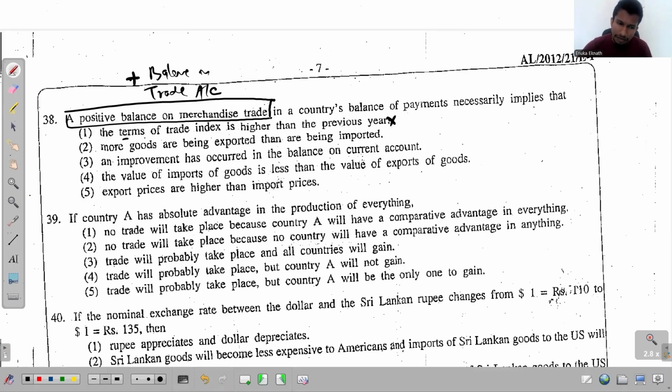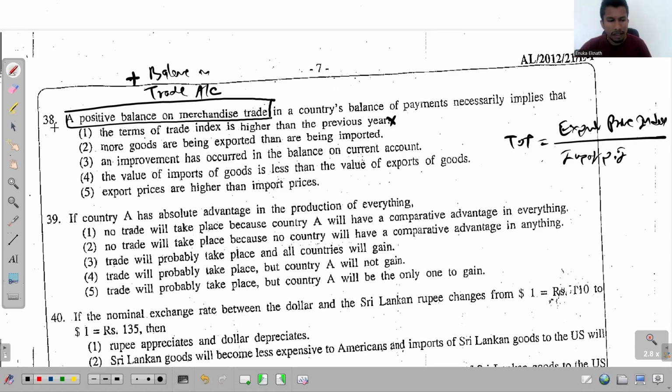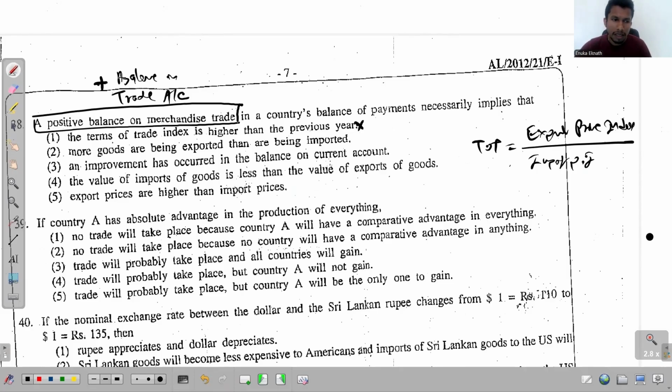If you just look at this, how do we calculate these terms of trade? It is simply the export price index over the import price index multiplied by 100. So simply by having a positive balance in the trade account, we can't even calculate the terms of trade. Because what we need is not the balance in the trade account, we need to have the export price index and the import price index. But this positive balance, how does it come about?